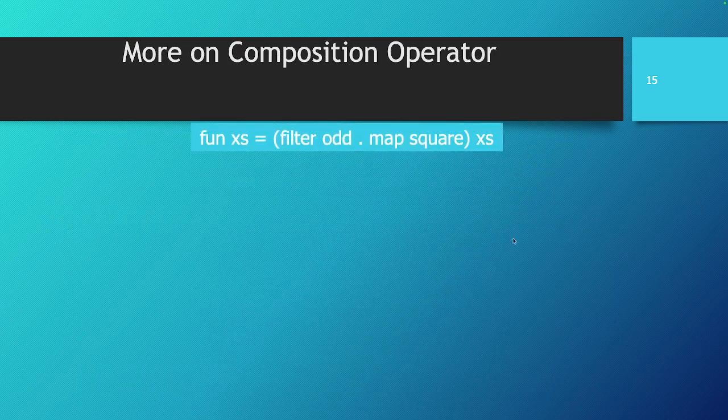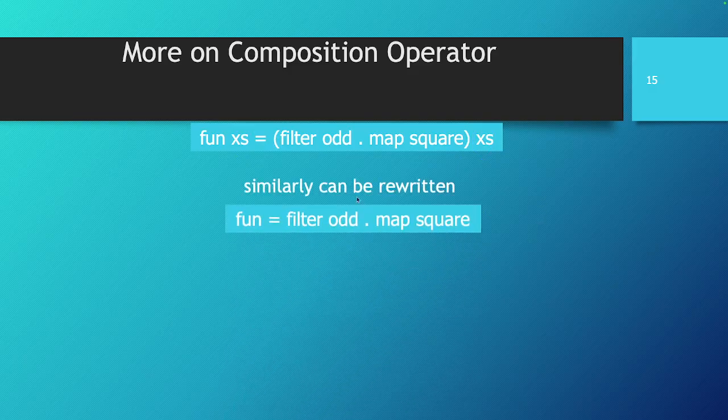So here we have our xs here and we have our xs here. That can be written filter odd . map square. So that's what that is going to do: it's going to take a list xs and square each of the elements. We're assuming square means square the elements, and then the returned new list will just have the odd elements of the first one.